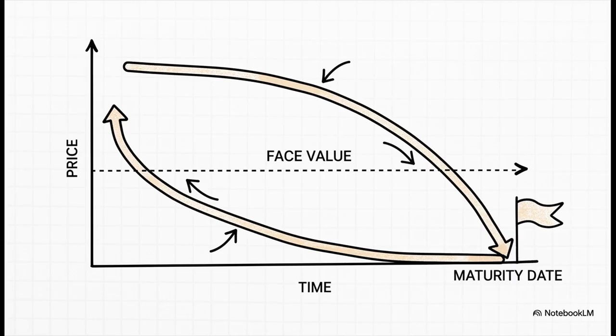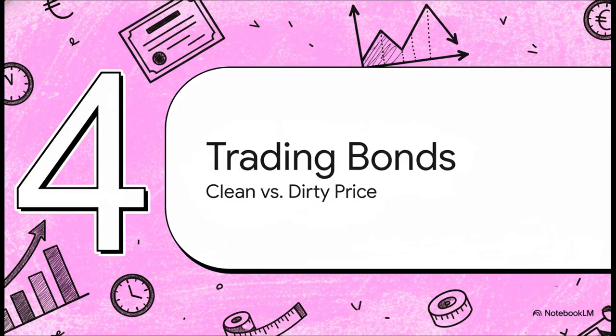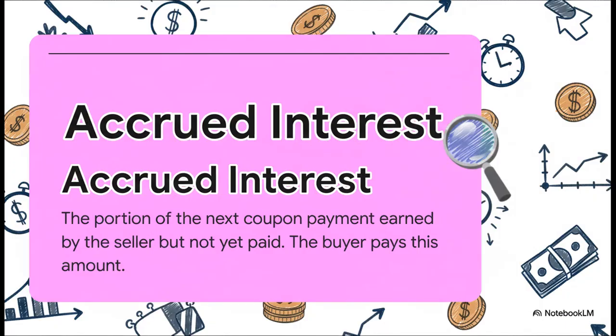On the very last day, it's worth exactly $1,000. Okay, now let's get into the nitty-gritty of how these things are actually traded. Because here's the secret. When you go to buy a bond, the price you see on the screen, that's not actually the full price you pay. And that's because of something called accrued interest.